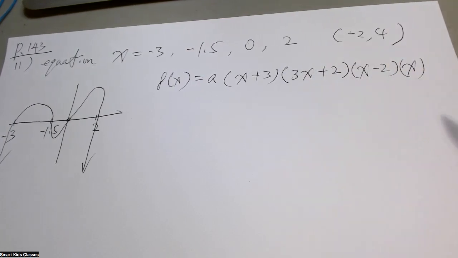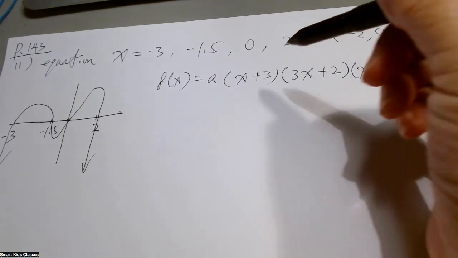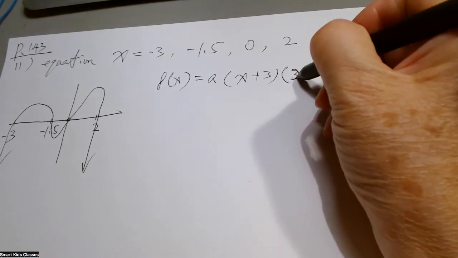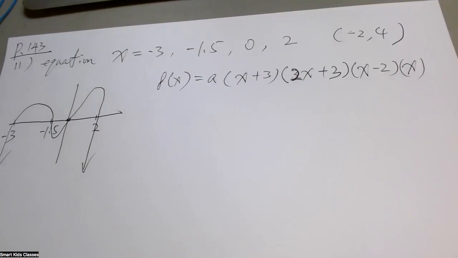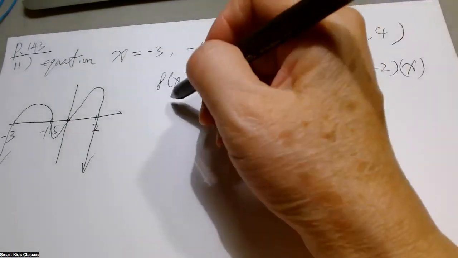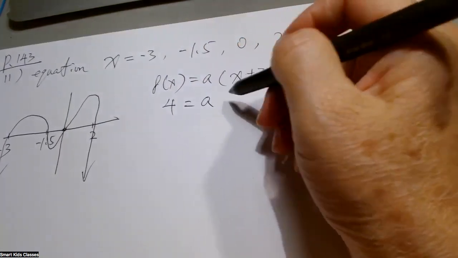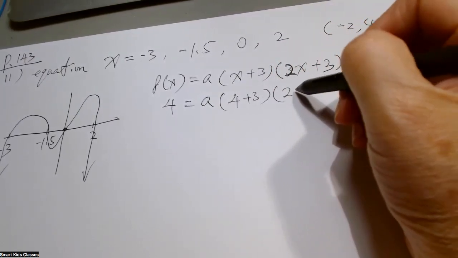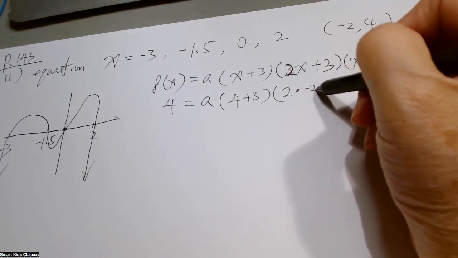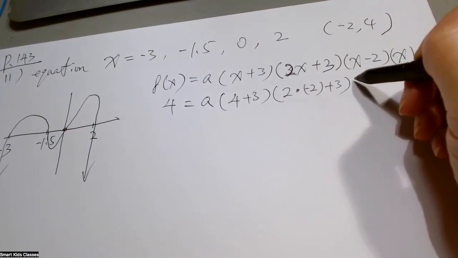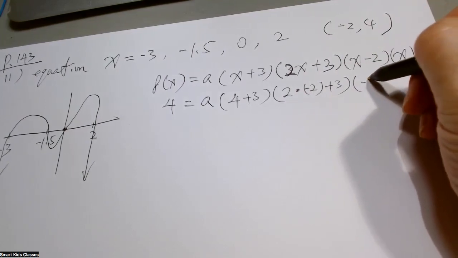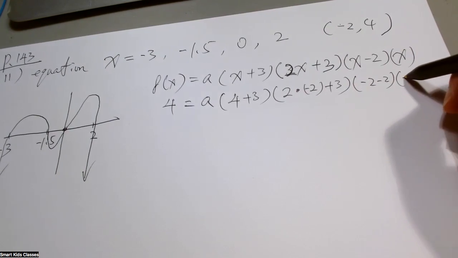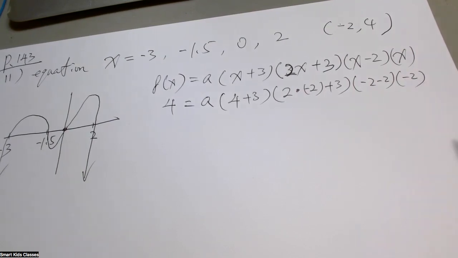Now we're going to find a. Oh, I think here should be 2x over 3, yeah, because of 1.5. So we're going to apply this point to find a. We put 4: when y equals 4, a is 4 times (3 + 3) and (2 times negative 2 + 3), (negative 2 minus 2), and times negative 2. We are going to find a.